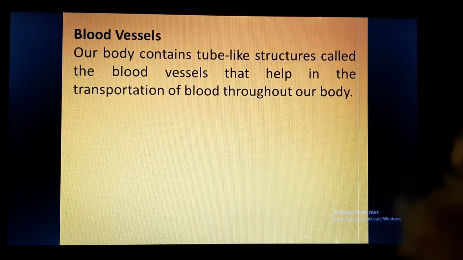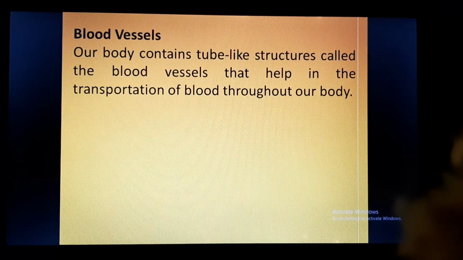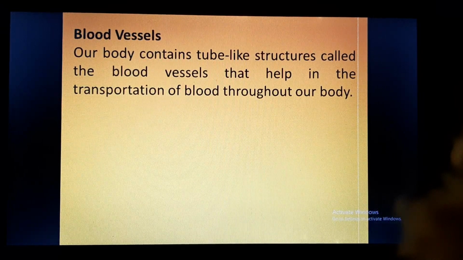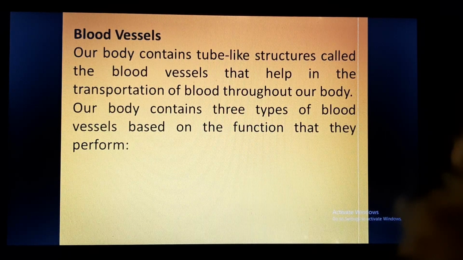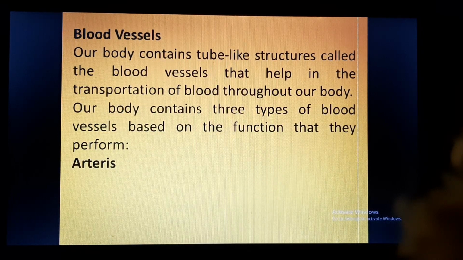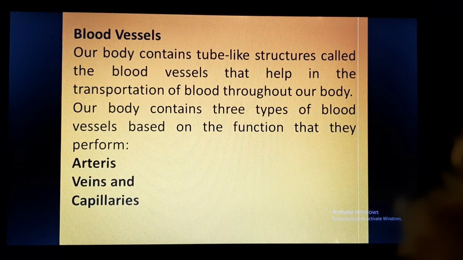Our body contains some tube-like structures which are called the blood vessels. The blood in our body flows in these blood vessels only. Blood vessels are pipe-like or tube-like structures, and these vessels are running all through our body, therefore transporting blood all through the body. Our body contains 3 types of blood vessels based on the function which they perform. One blood vessel is artery, second is vein, and third is capillary. So we have 3 kinds of blood vessels: arteries, veins, and capillaries.